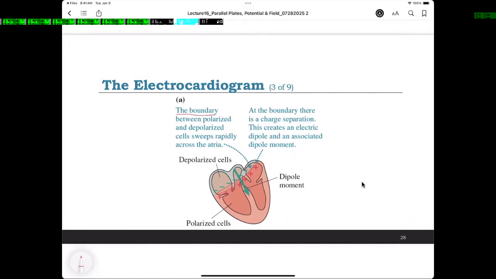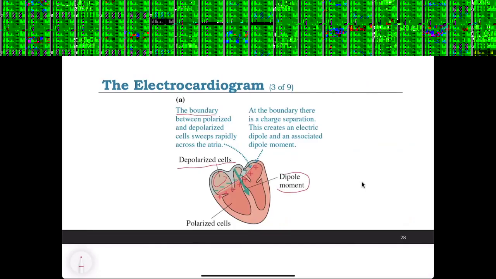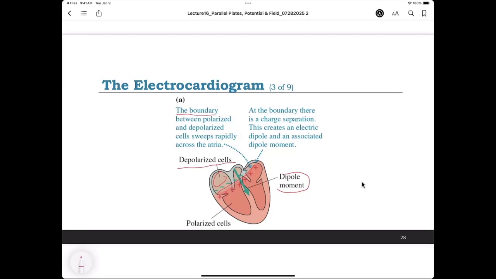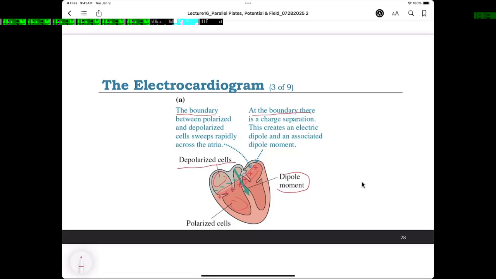You can see this part is depolarized cells, and this one is a dipole moment, because here is positive, here is negative, and this part is polarized cells. At the boundary, there is a charge separation. This creates an electric dipole and an associated dipole moment. Does that make sense to you?